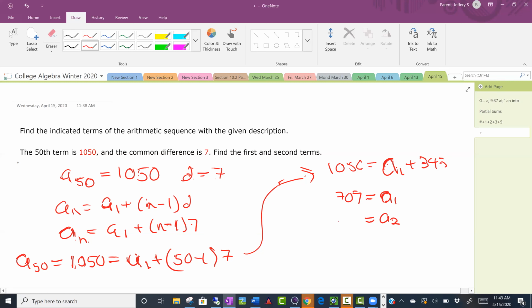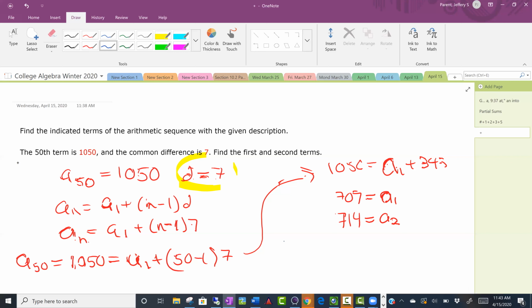Sure. Well, what would a sub 2 be if a sub 1 is 707? A sub 2 would be, let's see, 707 plus 2 minus 1 times 7. So basically 714. Yeah, 714. All you have to do is take a sub 1 and add 7, right? Because 7 was our common difference right there.